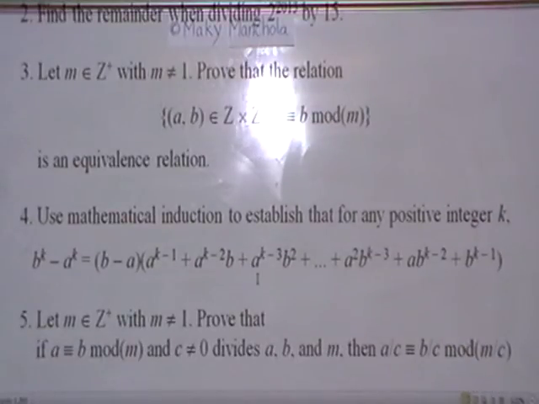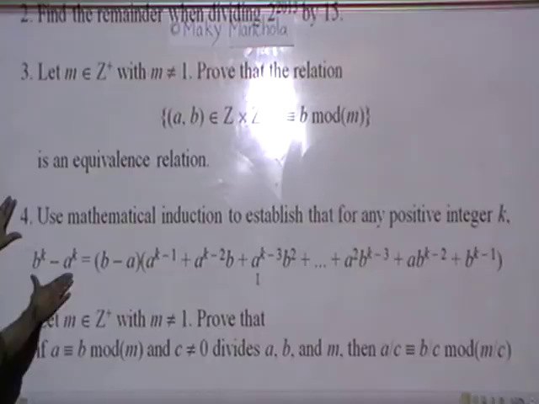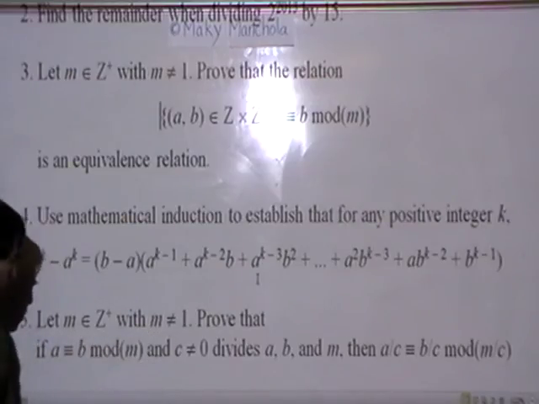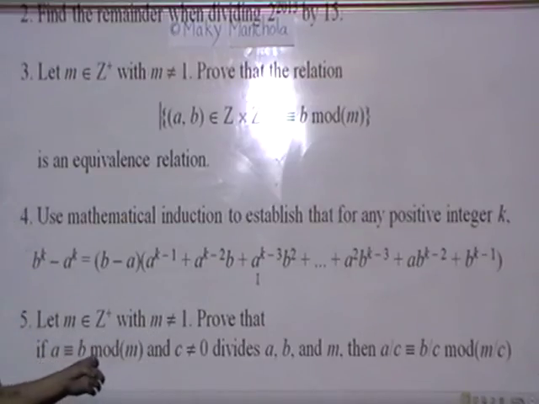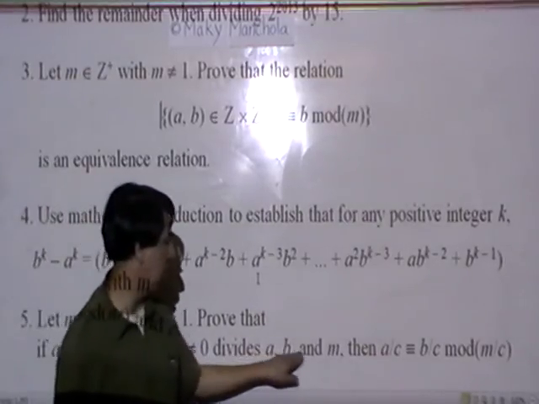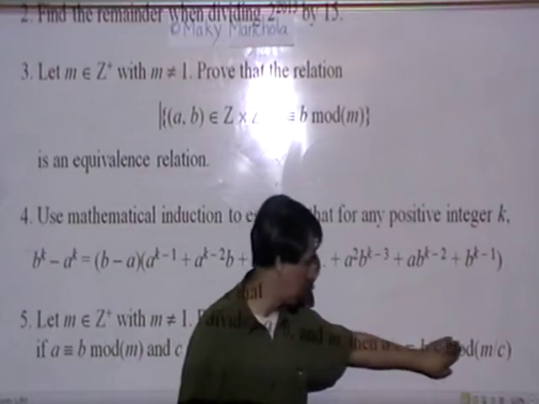Two more exercises for the audience. The fourth one, use mathematical induction to establish the algebraic formula we used to establish our property 4. And finally, we have the audience prove our fifth property, which says let M be a positive integer not equal to 1. Prove that if A is congruent to B mod M, and C different than 0 divides each of A, B, and M, then A over C is congruent to B over C mod M over C.